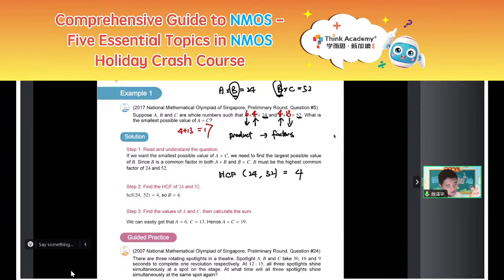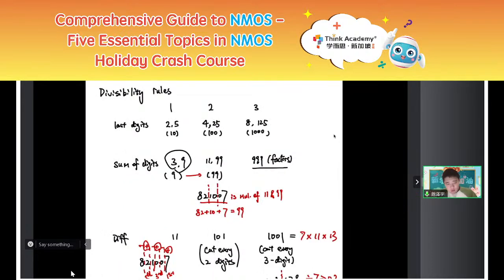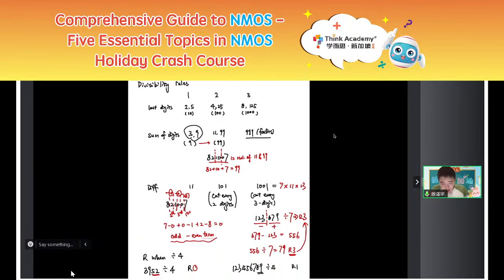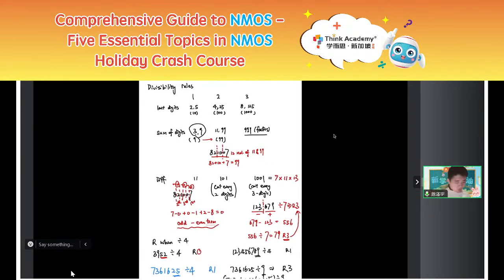5, 6. Okay, kind of easy. Yes. AMO normally doesn't test very difficult number theory questions. Okay, so do get some practice. Of course, if you want to see the table of divisibility I had earlier, here you go. You can take a screenshot of the table. Hopefully, it helps.